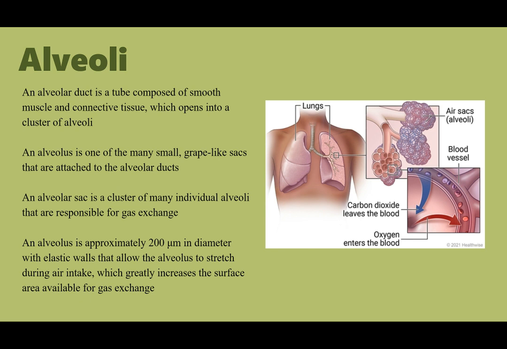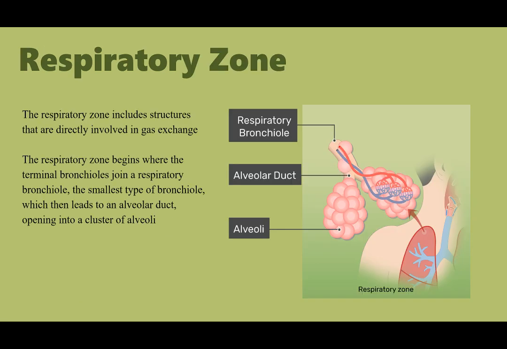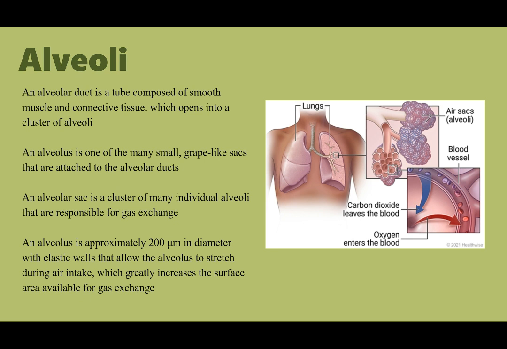Okay, alveoli. An alveolar duct is a tube composed of smooth muscle and connective tissue, which opens into a cluster of alveoli. So, where is the alveolar duct? Yeah, the middle one, and the alveolar duct just connects to the alveoli. And this tube is composed of smooth muscle and connective tissue, and it opens into a cluster of alveoli. Yeah, alveoli is not only the individual one; it has a lot of alveolus, which is a cluster of alveoli.